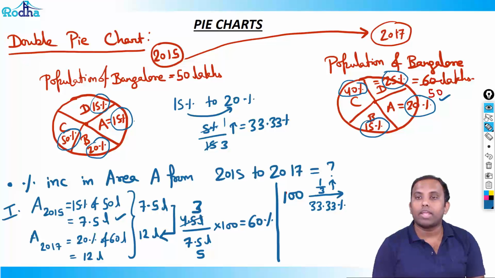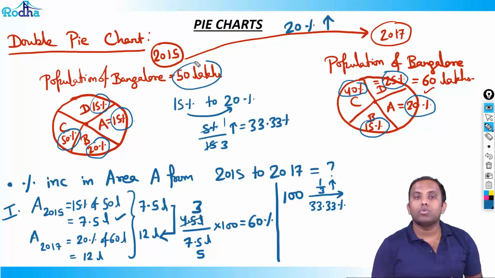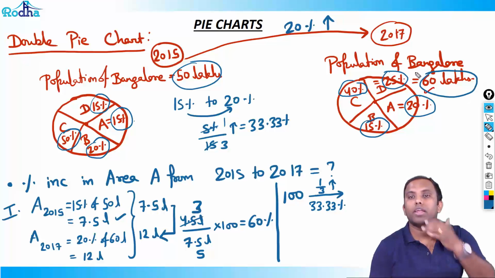But right now the case is different. Right now what is the case? It is actually 60 lakhs. So if it is 60 lakhs here, what will happen in that case? I'll say that this pie chart value has increased from 50 lakhs to 60 lakhs. That means an increase of 20% in the pie chart value.